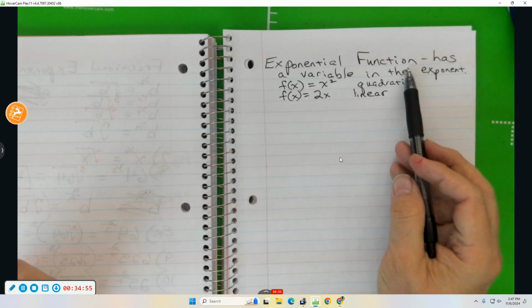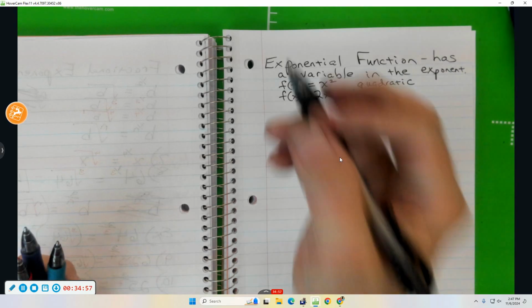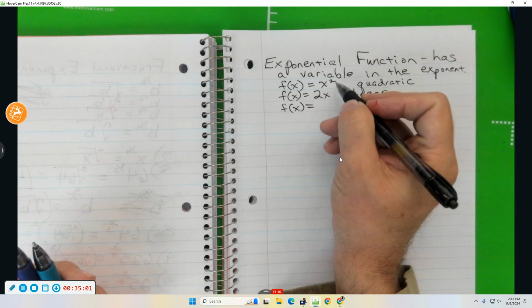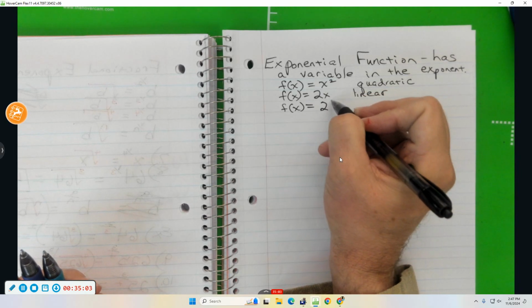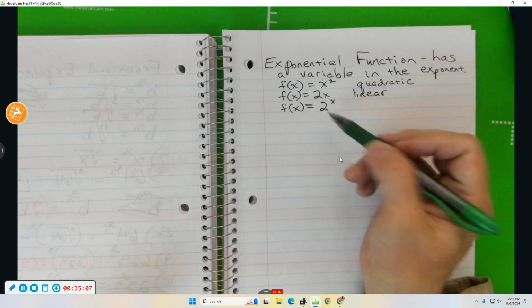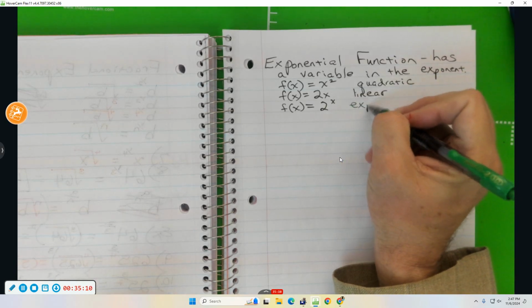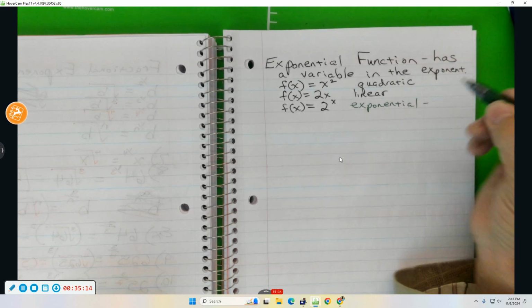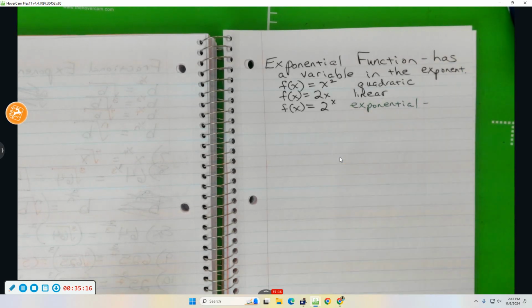An exponential function would be something like this one here. f of x, instead of x squared, something like 2 to the x. This thing is exponential because it has the variable in the exponent.